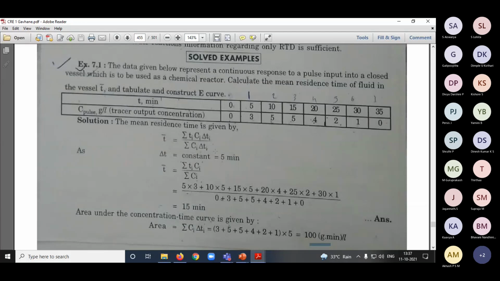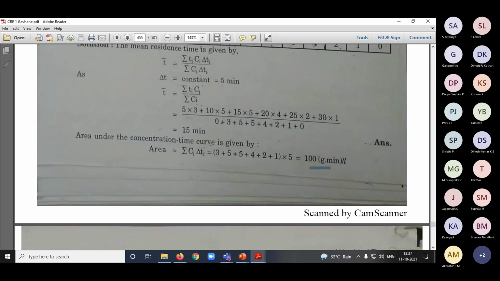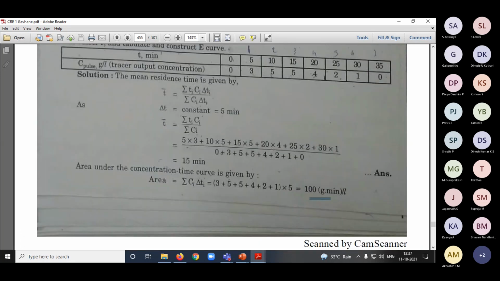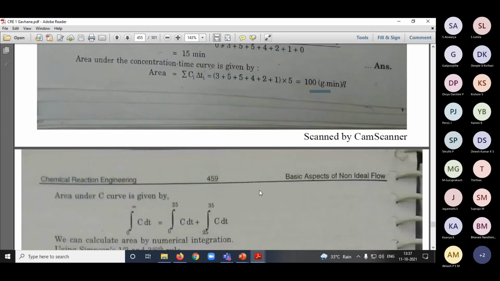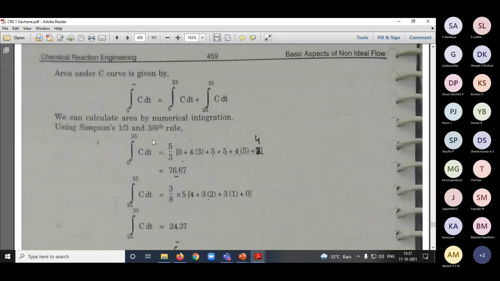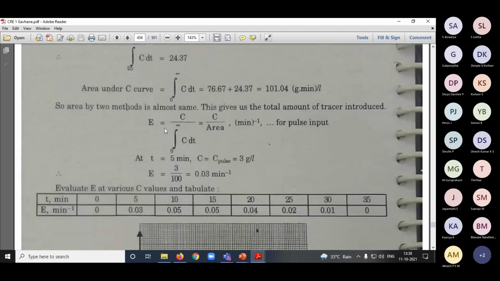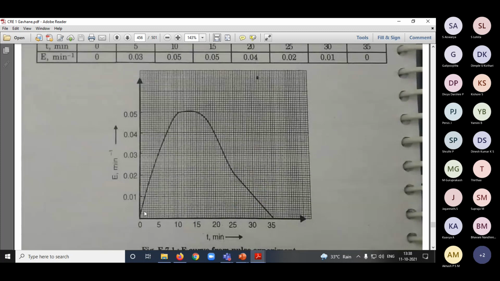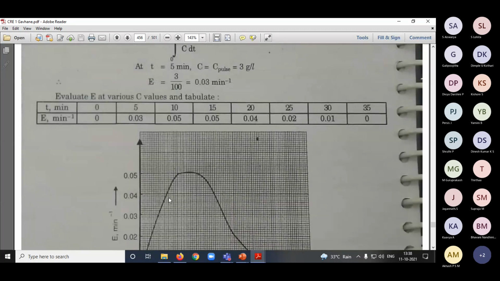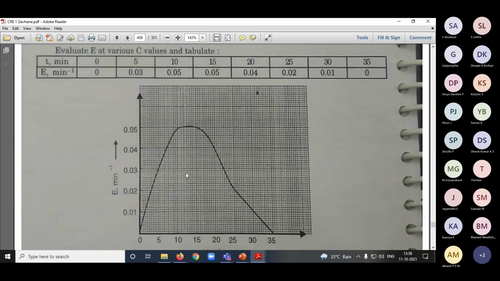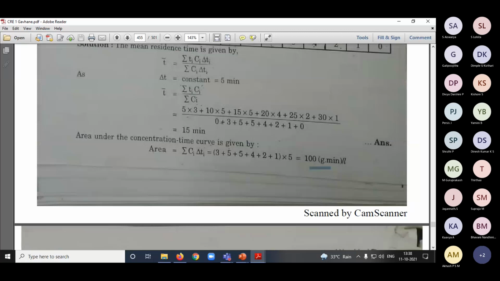It is just school statistics, it's not that difficult. For the area under the curve, there are two ways. Directly you can calculate using this Ci delta Ci. Otherwise, you can go for Simpson's 1/3 rule or 1/8 rule. Either you can go from 0 to infinity or split the interval, that's up to you. Then you calculate the E curve and draw it. This type of problem is very important. A lot of times he will give you a C curve and ask you to draw the E curve and calculate the mean residence time.